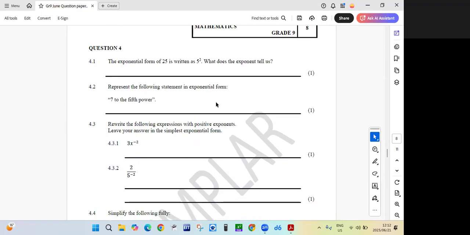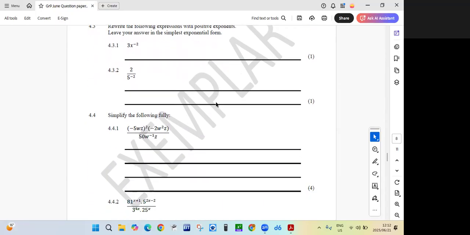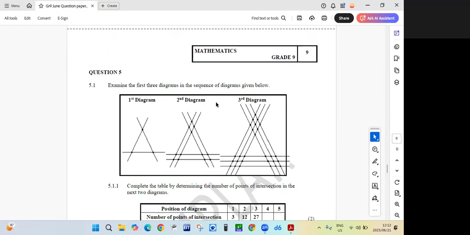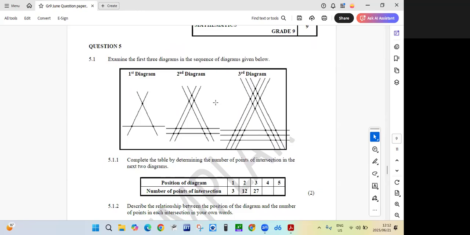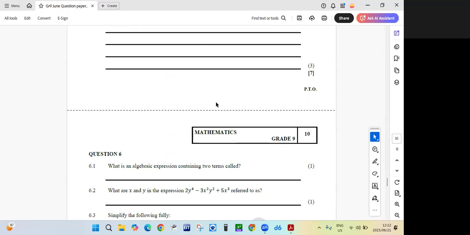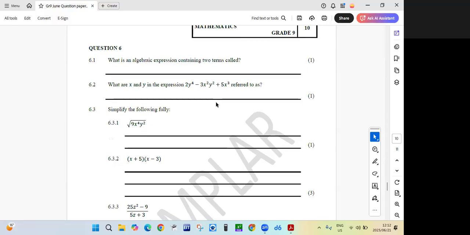Question 4, we are moving into the exponents, chapter 5. Question 5 is numerical and geometrical patterns. Along with functions and relationships, they are actually one and the same thing, but it's chapter 6 and 7. Question 6, we are in chapter 8, algebraic expressions. What is an algebraic expression containing 2 terms called?